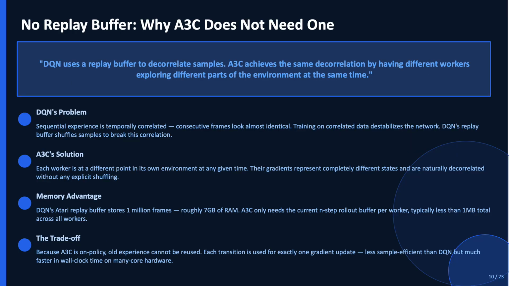DQN's replay buffer exists to solve one specific problem. Consecutive transitions in a single episode are highly correlated because they represent a smooth trajectory through a single scenario.